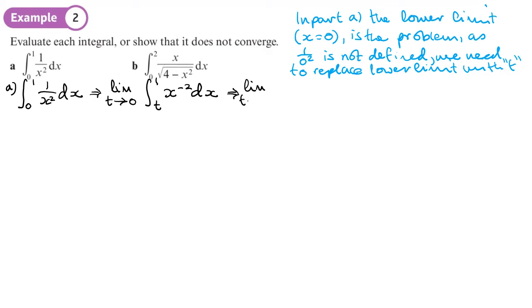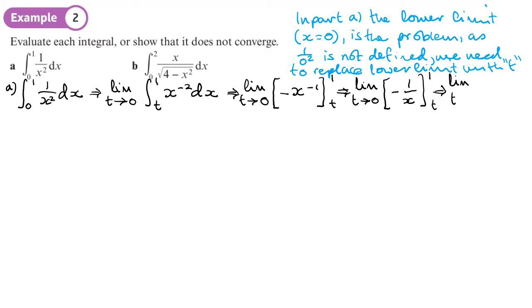So the limit as t approaches 0. Now x to the power of negative 2 integrated is going to be negative x to the minus 1. Remember, add 1 to the power, then you divide by the new power, so I'm effectively dividing by negative 1. And limits of 1 and t. Now if I write this as negative 1 over x, it's easier to see what goes on as t approaches 0. So this becomes negative 1 over x, with limits 1 and t. So this becomes the limit as t approaches 0, and it will be negative 1 over 1, that's the first bit, minus negative 1 over t.